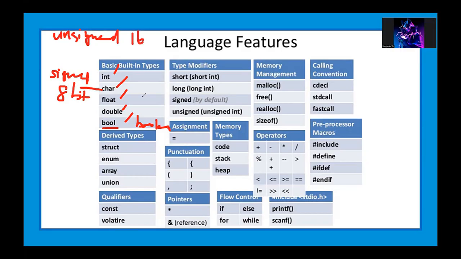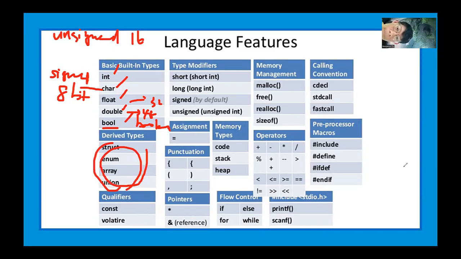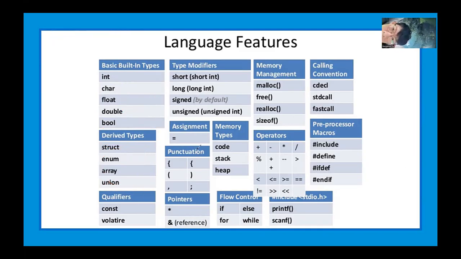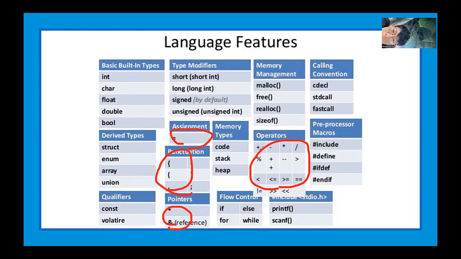So these are different. Floating point is 32-bit, and double, I think, is 64-bit, but it's a double type. So the data types we'll talk about later, but here we have different types, and there are compound types for arrays and structures. And then you need to know about assignment, punctuation, pointers, operators. So these are different language features. We'll cover them.